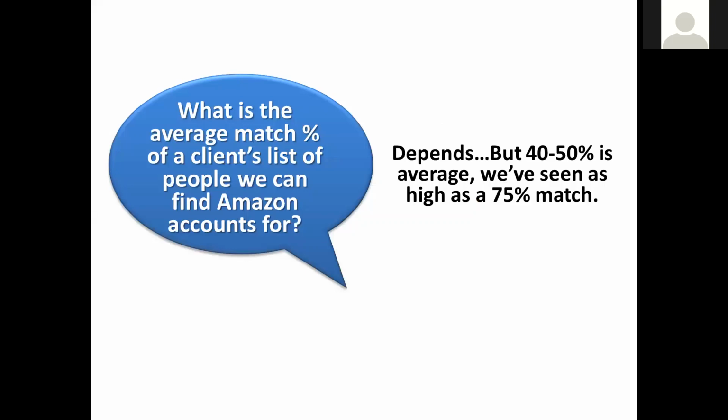So what is the average match of a client list where we can find their Amazon accounts? It does depend. 40 to 50% is average, but we've seen it as high as 75%. So again, testing a list, that's something that we can do for you. It doesn't require an obligation. There's no investment on your part. If you've got a list you want us to go ahead and test out, and we know that we're going to probably be able to get about 7,000 or so matches, then we can test it for free.